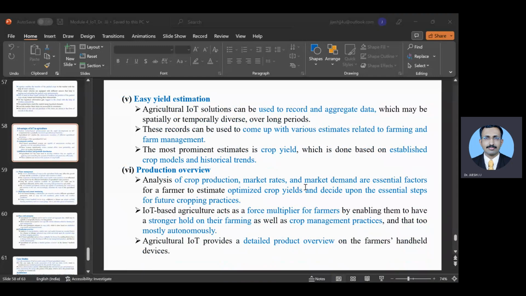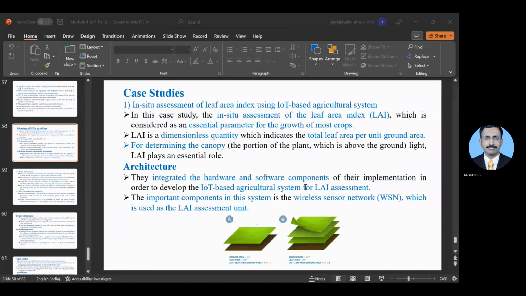Any more advantages? Any more advantages? Yeah, we will have some more. So these are the 6 basic advantages we can say.